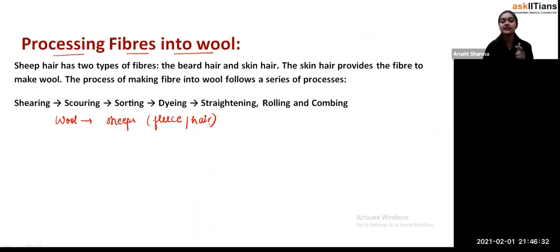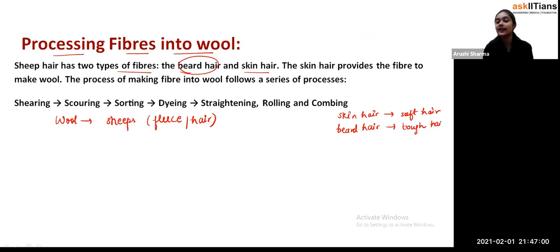Now, students, the sheep's hair has two types of fiber, the beard hair and the skin hair. If you remember, in the last session I told you that we get soft hair near the skin. So these are the soft hair part. And if we talk about beard hair, you will notice that beard hair is always a tough kind of material. You can say tough or rough hair. So these are the kinds of hair all sheep have.